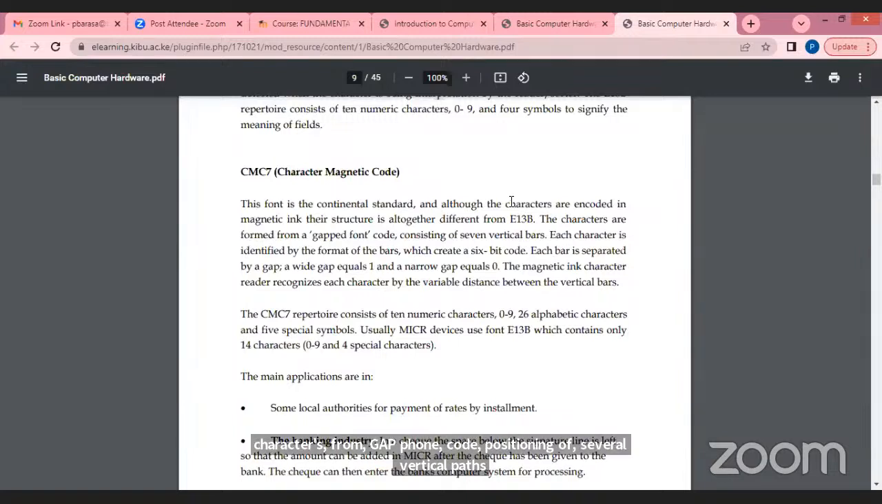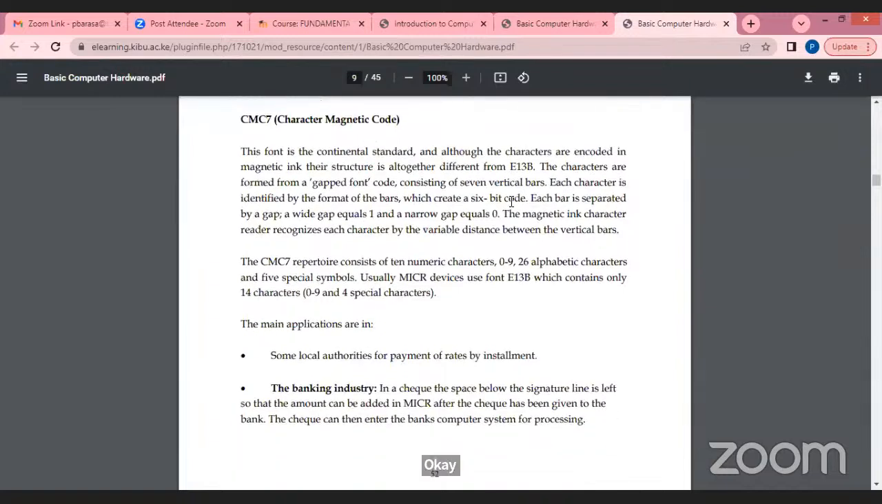Each bar is separated by a gap. A wide gap equals 1, and a narrow gap equals 0. The magnetic ink character reader recognizes each character by the variable distance between the vertical bars. The CMC7 consists of numeric characters 0 to 9, 26 alphabet characters, and 5 special symbols. Using micro devices, usually micro devices use font E13B, which contains only 14 characters.